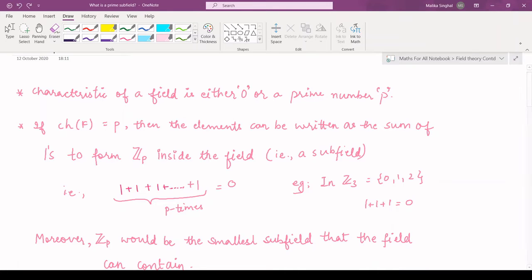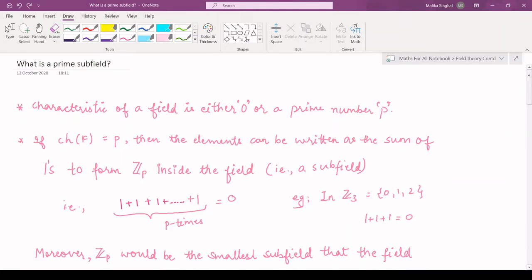In this video, we shall be seeing what are prime subfields. So what are prime subfields, right? Recall that in the previous video, we saw what is the characteristic of a field. We saw that the characteristic of any field could either be 0 or some prime number p, right?